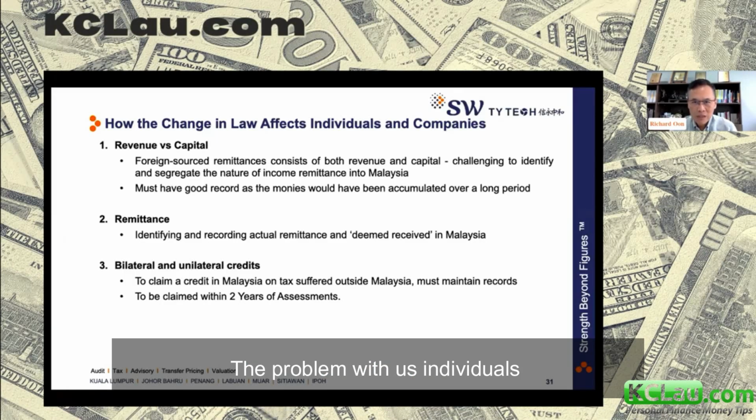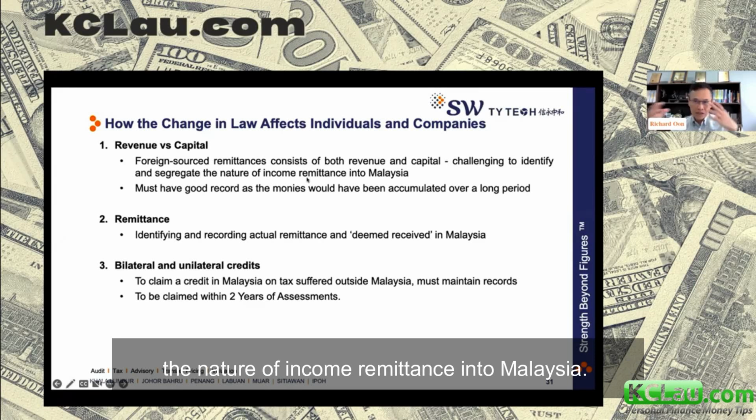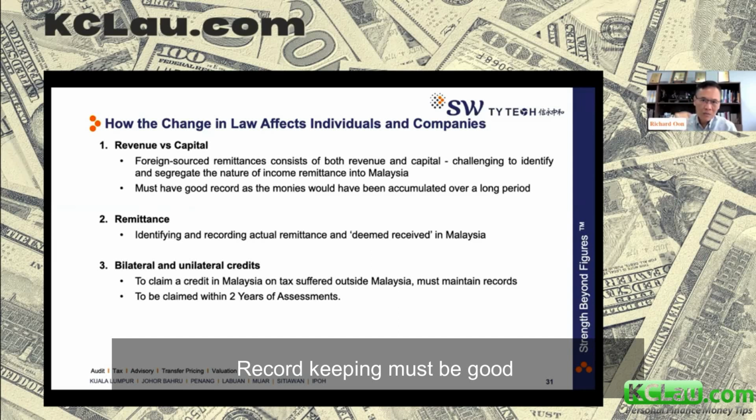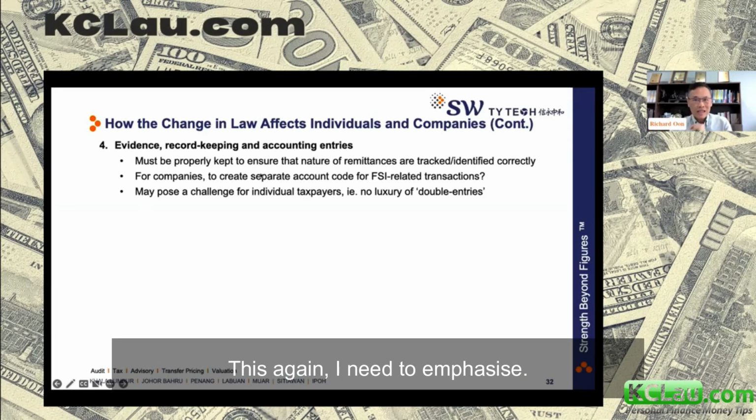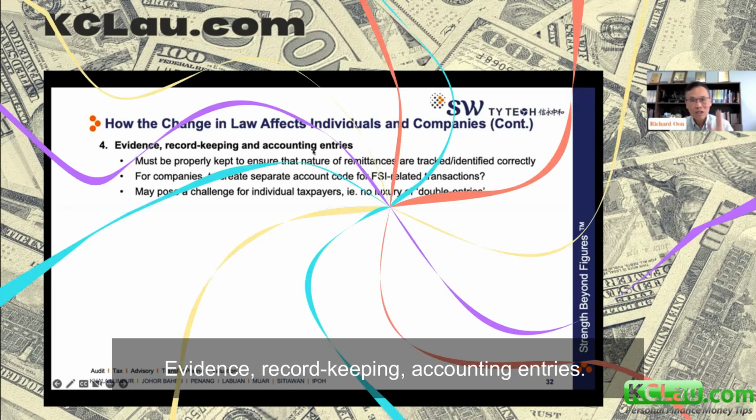And how does the law now affect the Malaysian taxpayer? The problem with us individuals is to identify and segregate the nature of income remittance into Malaysia. Record keeping must be good, must be strong, I would say that, as far as under this FSI jurisdiction is concerned. Remittances, identifying recording actual remittance and deemed received in Malaysia. Bilateral and unilateral credit. To claim a credit in Malaysia or tax suffered outside Malaysia, you must maintain records, and it must be claimed within 2 years of assessment.